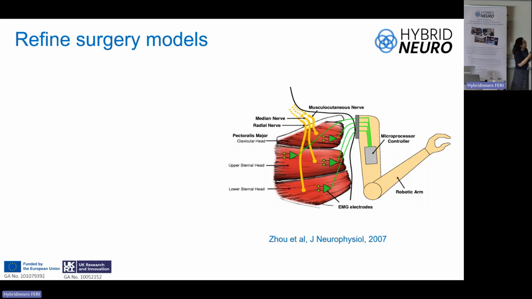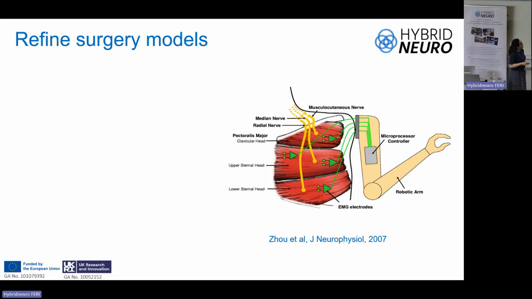So even with no muscles left, you are actually able to control a prosthesis with multiple degrees of freedom. What we were interested in was trying to understand what happens to the muscle when you actually do this, from a physiological point of view.